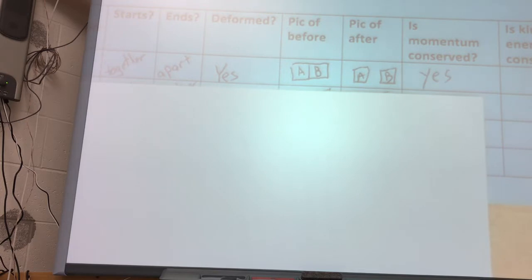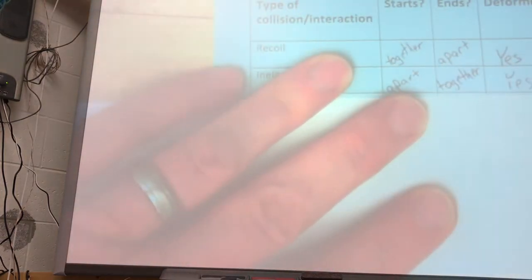That entire column that says, is momentum conserved? The answer is going to be yes, yes, yes, yes, which really just means that I can use that conservation of momentum equation that I've listed on the board. That's what that's going to mean. That last column, is kinetic energy conserved, we're not going to deal with today. That column is really used to differentiate between the last two.